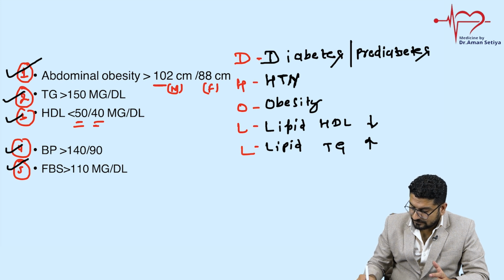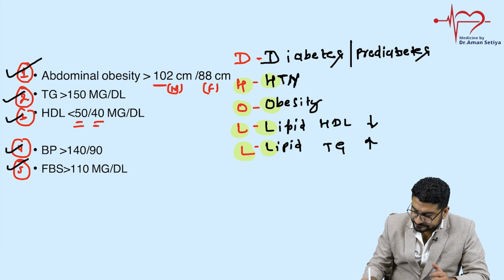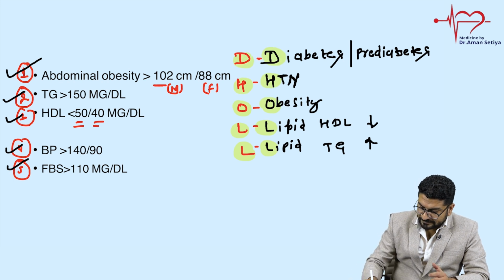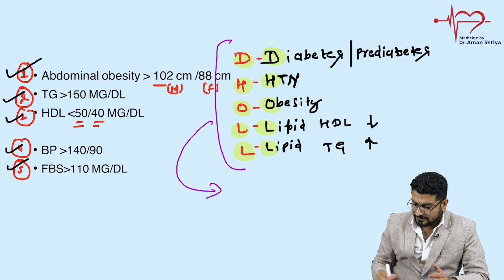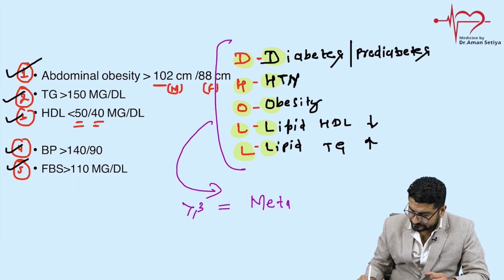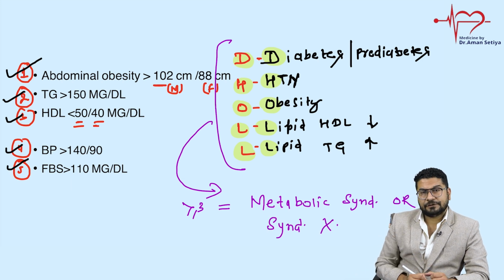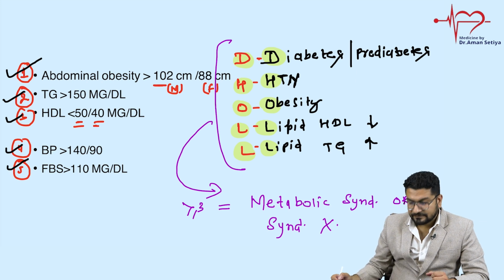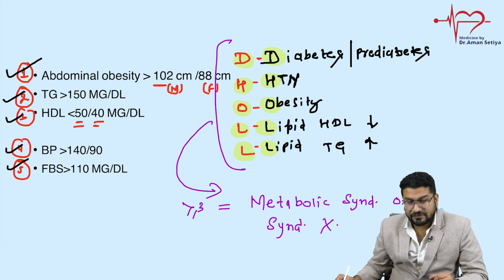So understand this. If you see 3 or more features present out of these, this is the diagnosis of metabolic syndrome. Metabolic syndrome, or we call this syndrome X. Clear? So examiners' favorite topic, we call all these features of metabolic syndrome.